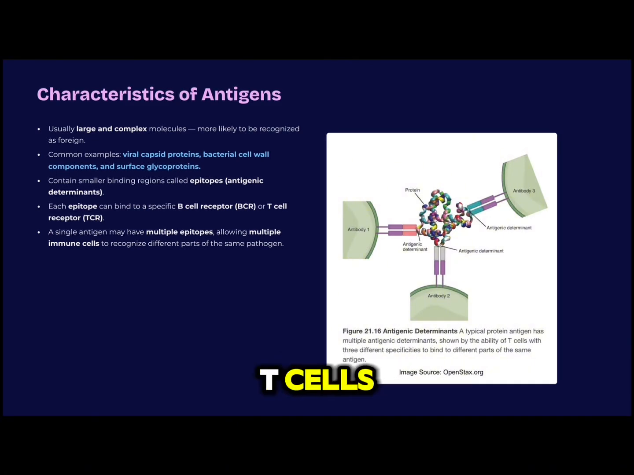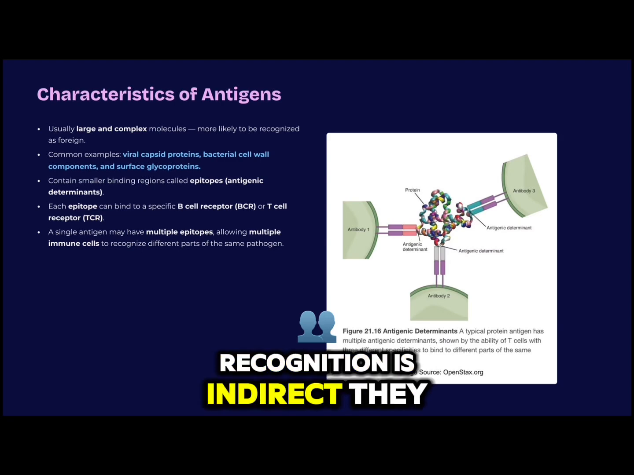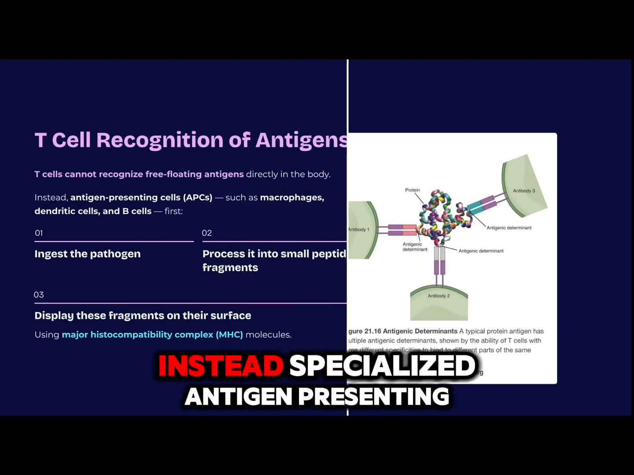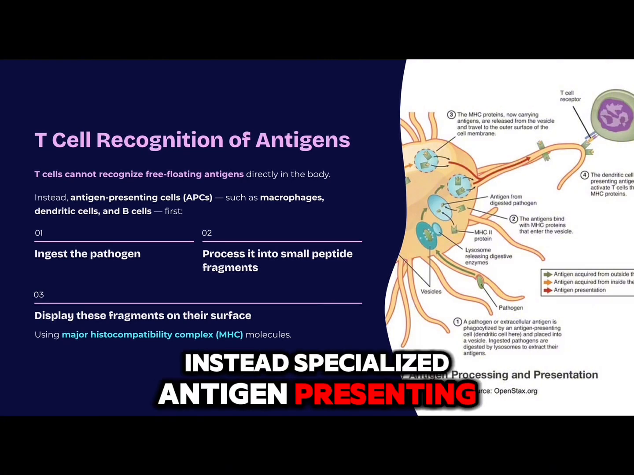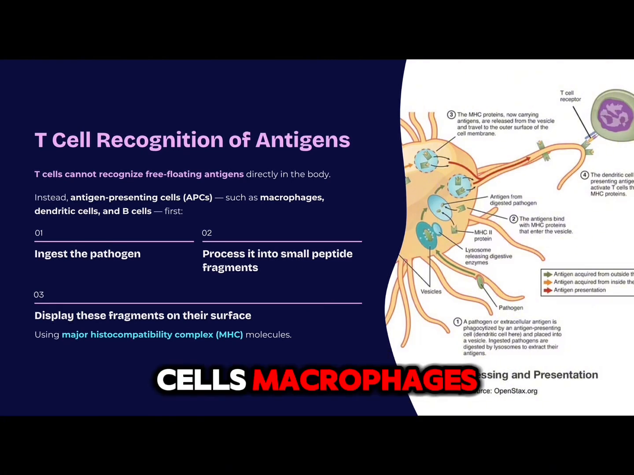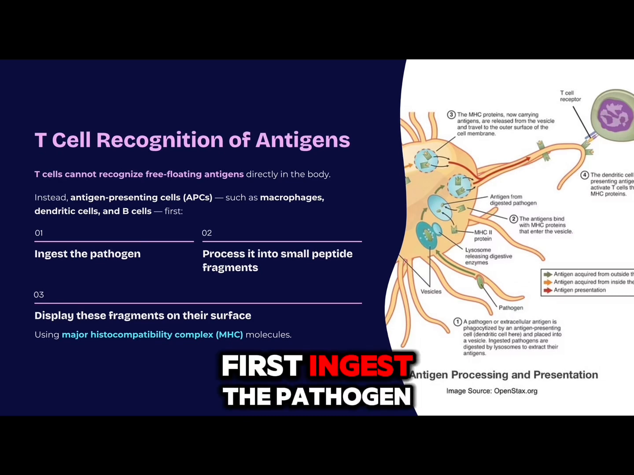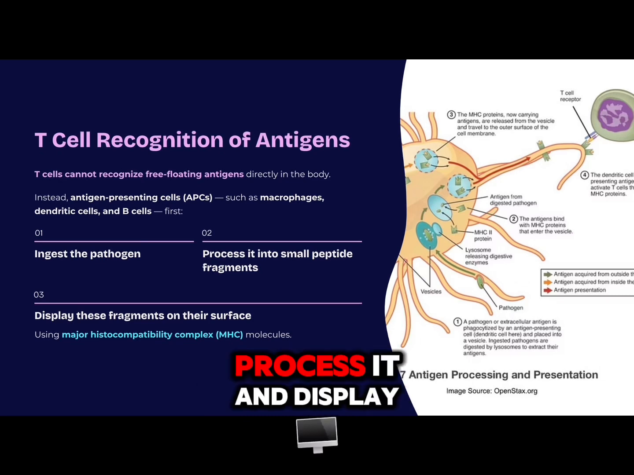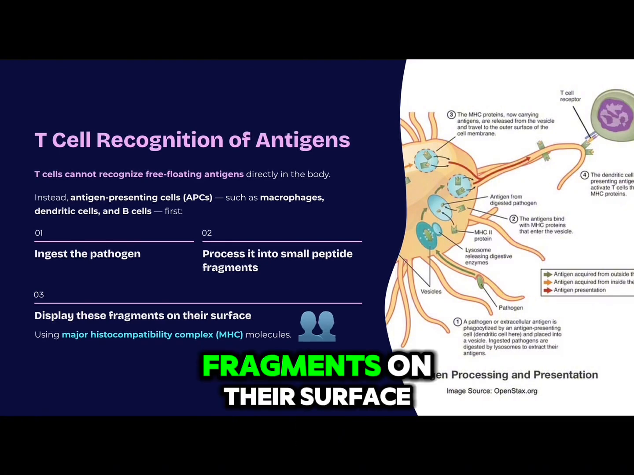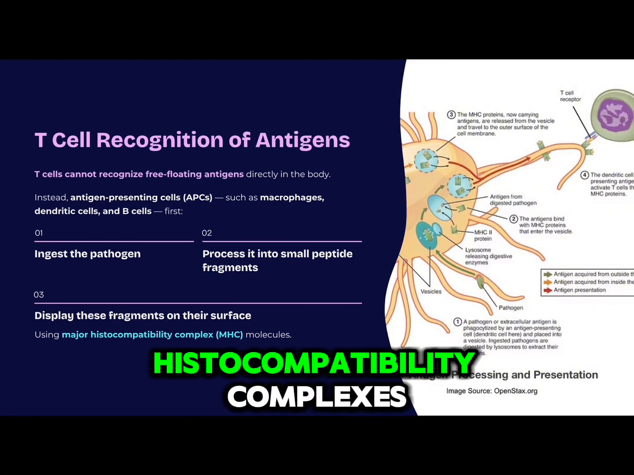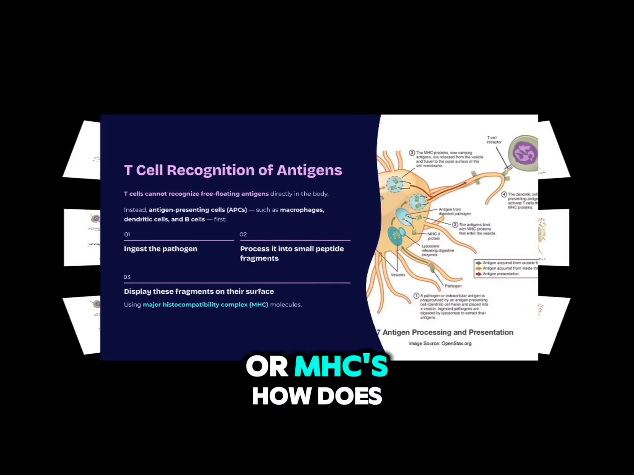For T cells, recognition is indirect. They cannot see free-floating antigens. Instead, specialized antigen-presenting cells, macrophages, dendritic cells, and B cells, first ingest the pathogen, process it, and display fragments on their surface using molecules called major histocompatibility complexes, or MHCs.